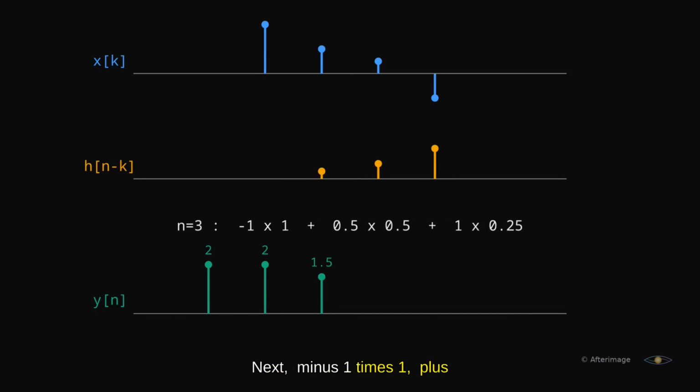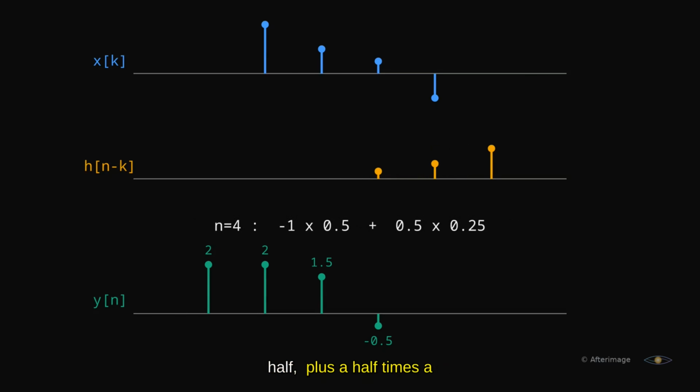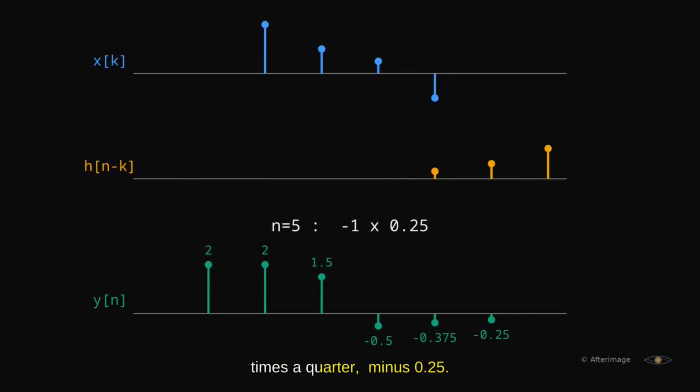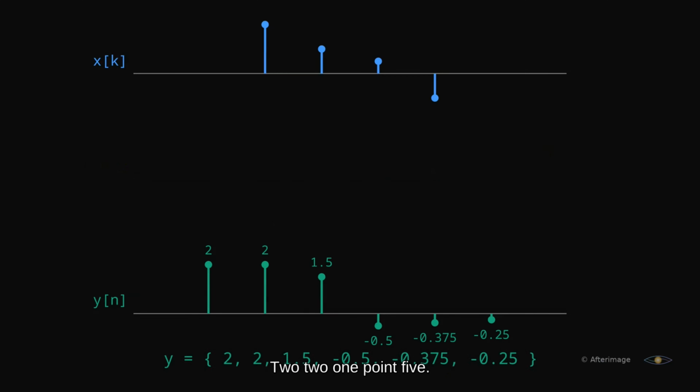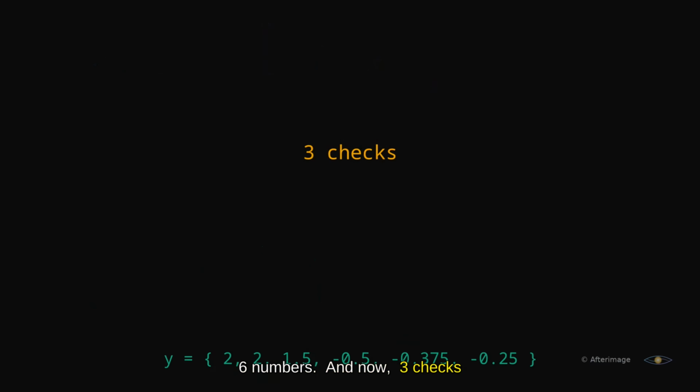Next, minus 1 times 1, plus a half times a half, plus 1 times a quarter. Minus 1, plus a quarter, plus a quarter. Y of 3 is minus 0.5. Keep going. Minus 1 times a half, plus a half times a quarter. That's minus 0.375. And the last one, minus 1 times a quarter, minus 0.25. There it is. 2, 2, 1.5, minus 0.5, minus 0.375, minus 0.25. 6 numbers. And now, 3 checks that catch almost every mistake you'd make.